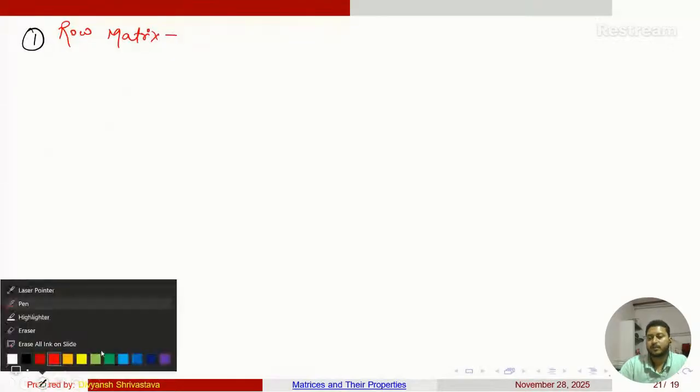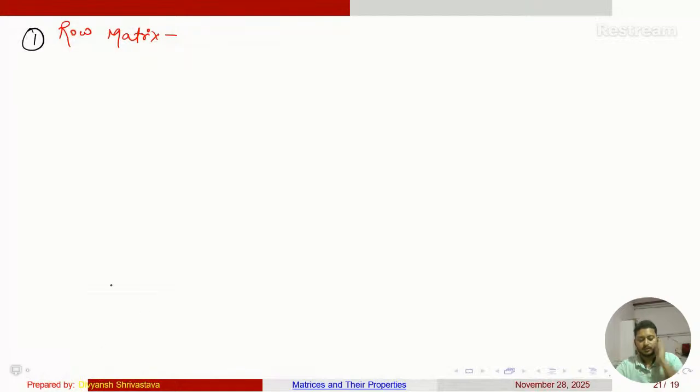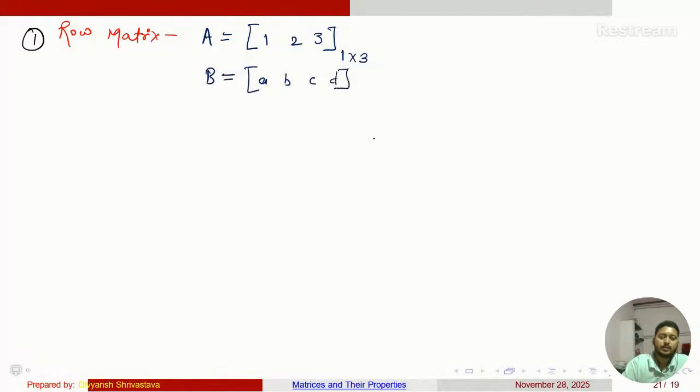A row matrix is represented by A equal to [1 2 3]. This is a row matrix where the dimension is 1 cross 3, so there are 3 columns and 1 row. Likewise, [a b c d] is also a row matrix, of dimension 1 cross 4.